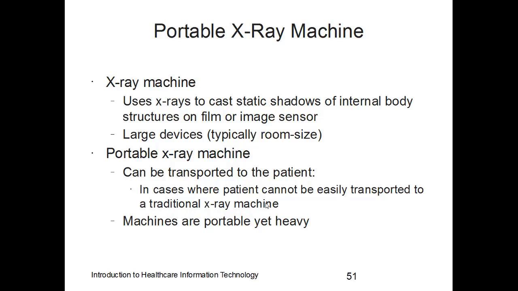Another device we'll talk about is a portable X-ray machine. And the X-ray machine uses X-rays to cast static shadows of the internal body structures on an image sensor or on a film. Now, a standard X-ray machine tends to be quite large, around the size of a room, but you can have portable X-ray machines. And these can be transported to the patient in cases where the patient can't easily be transported from where they are to the radiology department. And these machines are portable, but tend to be quite heavy.